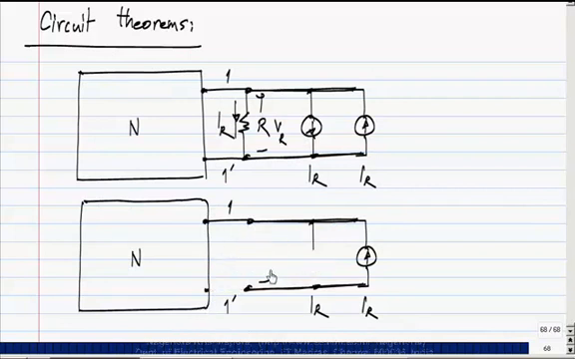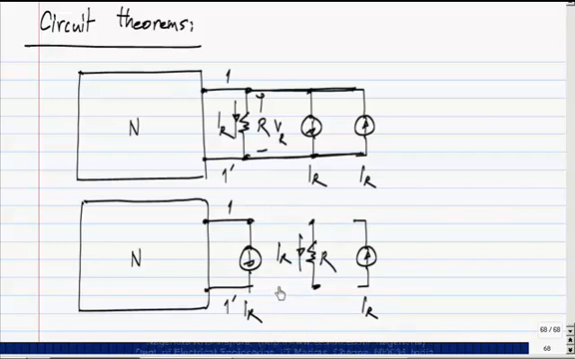Now I can of course do this. What will be the current flowing in the resistor? It will still be IR. Obviously, nothing has changed in the circuit. What is the current flowing here and here? What is the current flowing there and there? 0. So what can I do now? I can disconnect this part, right?